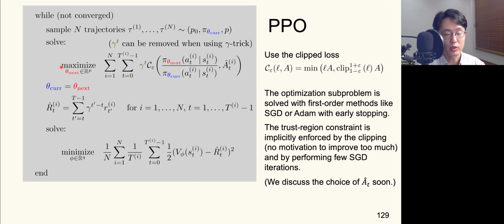So after this maximization problem is solved approximately, then we update the current parameter to be the result of this optimization problem. And then we go on to compute the target function to fit the value network. By the way, the choice of the advantage estimate, there's more than one possible choice. One thing that people use is the GAE estimator. I'll talk about that soon.